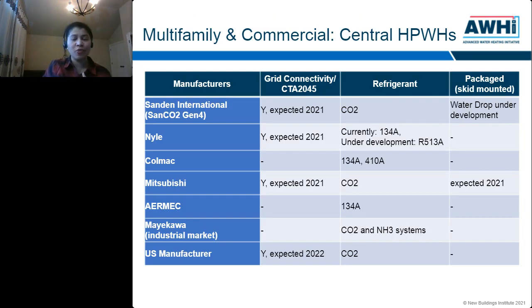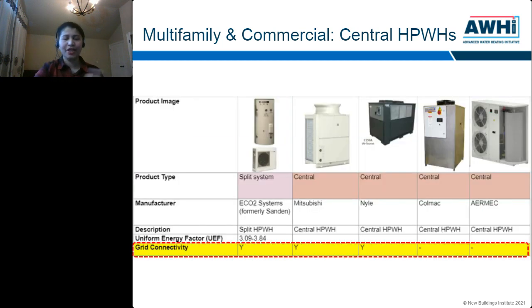Now switching to multifamily and small commercial central heat pump water heaters. Again, similarly, what you see is multifamily central heat pump water heater manufacturers and some of their technology features, which are grid connectivity, whether they have low refrigerant or the refrigerant type, and the packaged skid-mounted approach, which I will go into in detail in my later slides. If you look at most of the main manufacturers, they are coming out with grid connected and lower GWP, global warming potential, refrigerants in 2021. Similar information is focused on the grid connectivity aspect. There are about 4 manufacturers coming out with these units in 2021.